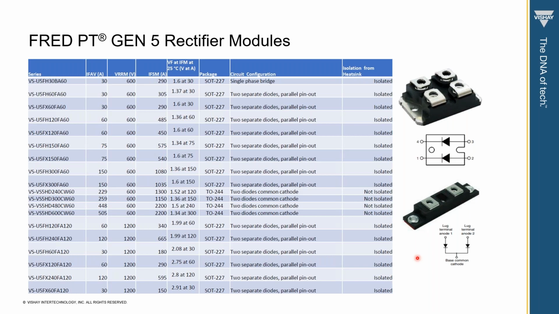Okay. In this slide, we show our Gen 5 rectifier module for the solar application for the voltage 600 and 1200. And the current can be as high as 500 ampere, in 2 different packages, the SOT227 and also the TO244.